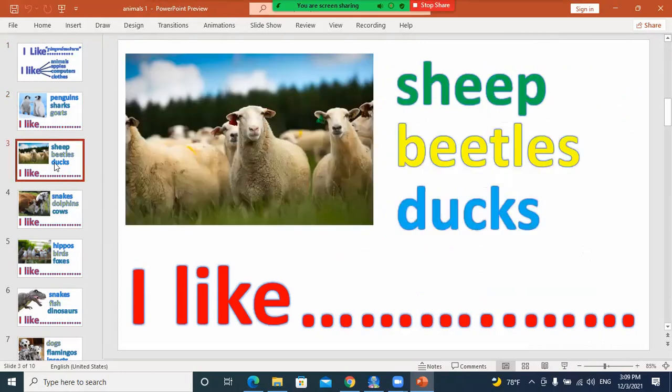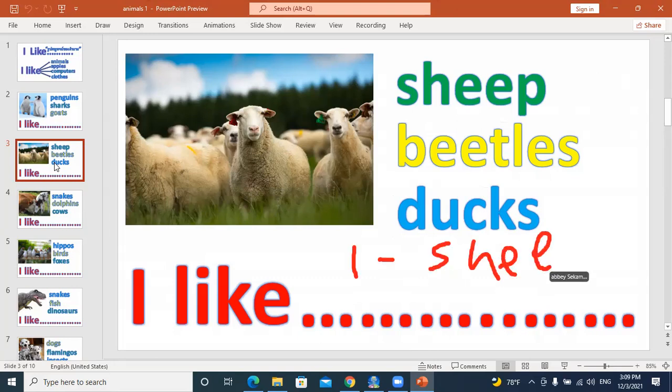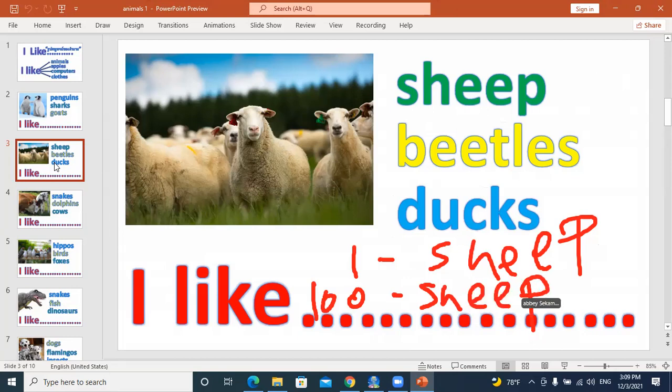I hope you guys can remember. Then we say sheep, and I said sheep is both the plural and the singular. So one sheep is the same as saying 100 sheep. It is all the same.